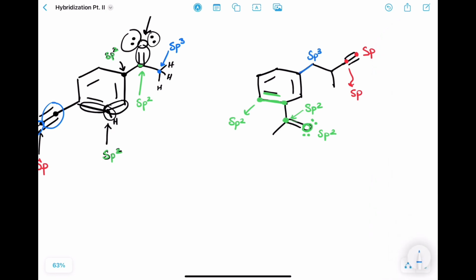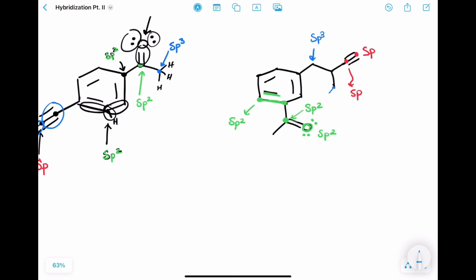So these only have single bonds. If we draw in the implied hydrogen, all atoms around that carbon, all bonds are single bonds. There are no double bonds. And so therefore it's going to be sp3 hybridized.